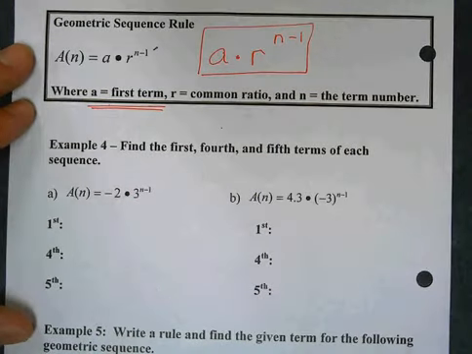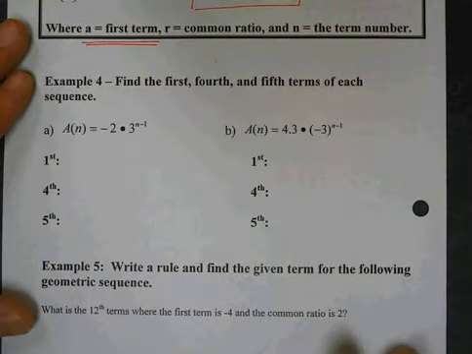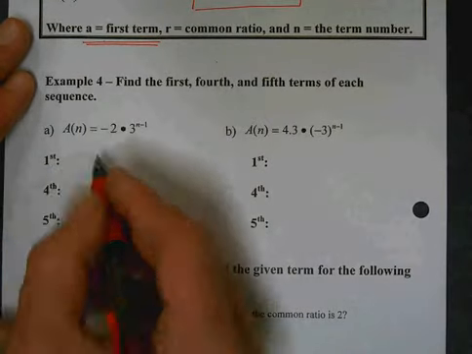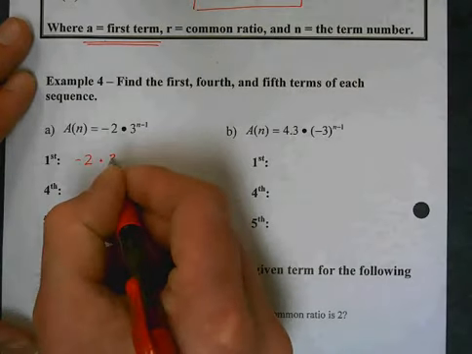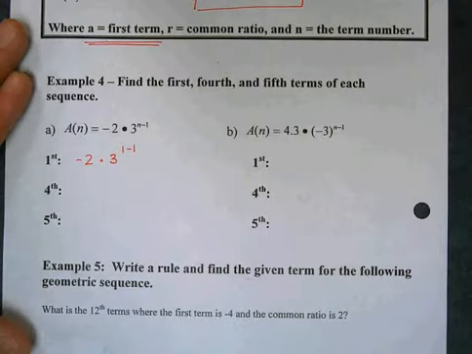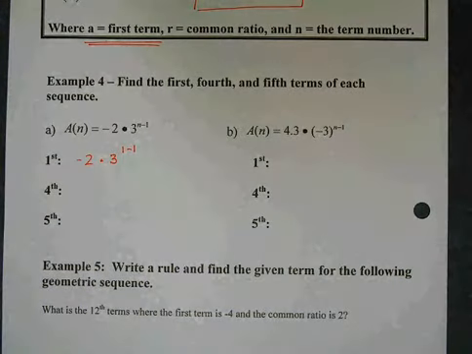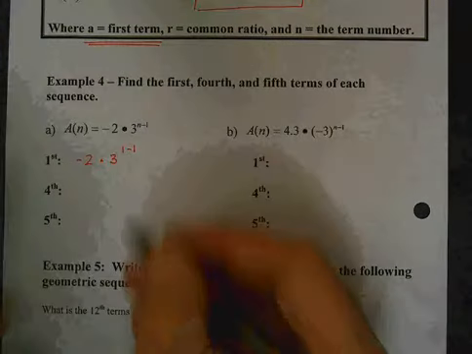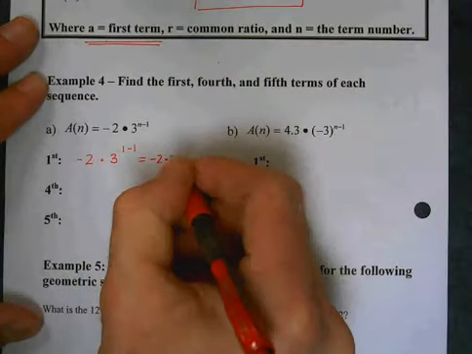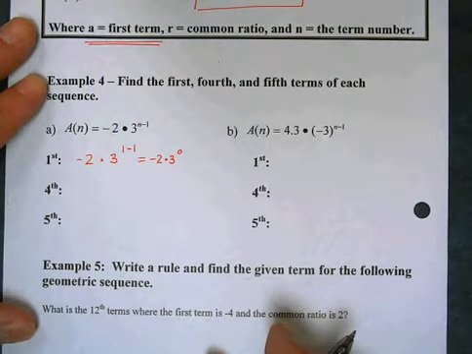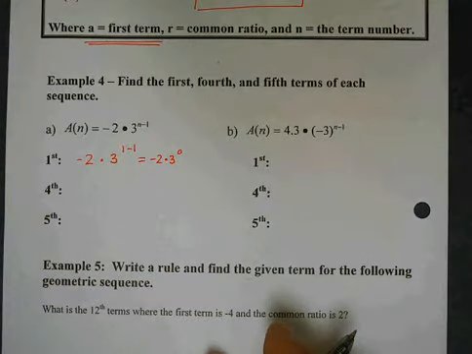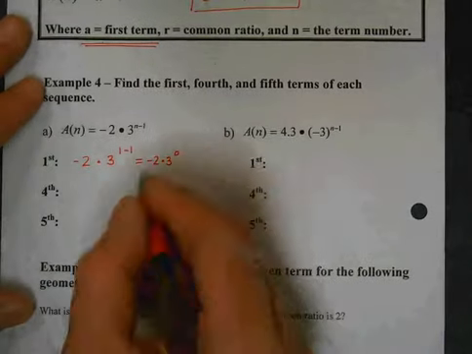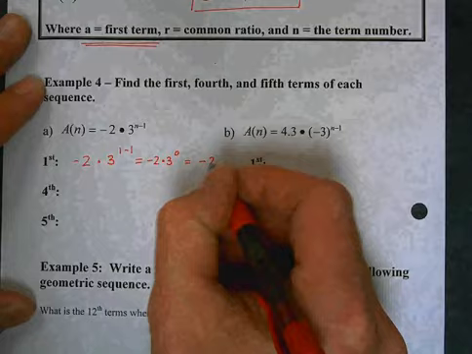So let me just walk you through a couple examples. The first term: negative 2 times 3 to the 1 minus 1. Where did I get that 1 minus 1 from? Well, the nth term, that means we want the first term. What's 1 minus 1? 0, okay? So I have negative 2 times 3 to the 0. What's being raised to the 0 here? The 3. Anything to the 0 is 1. So negative 2 times 1 is negative 2.